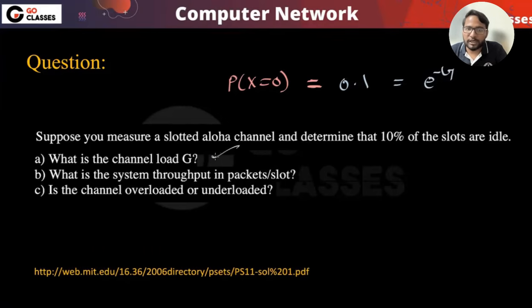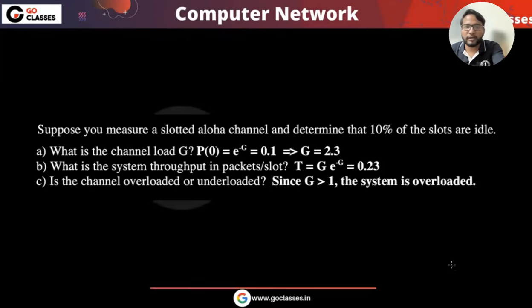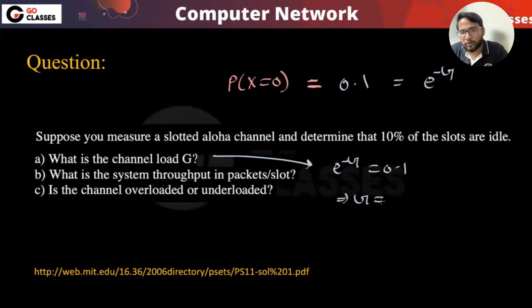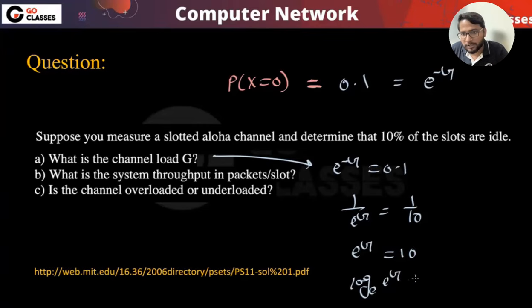Now they are asking what the channel load is. Can you not calculate it? e power minus G is 0.1, so e power G equals 1 upon 0.1, which is 10. Take the log on both sides, log base e. Then G is coming out to be 2.3.